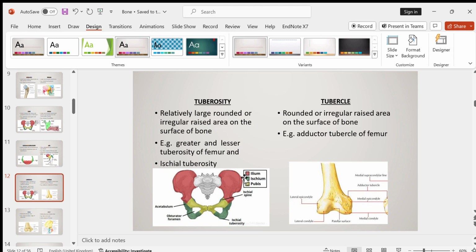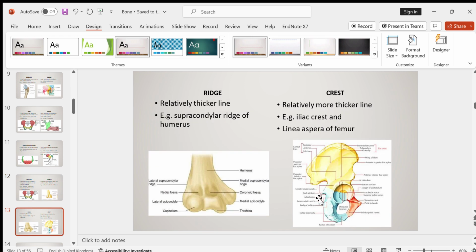Now, tuberosity is a protuberant structure. For example, this is the ischium and this is the ischial tuberosity. This is the part where we all sit. Now, tubercle is another protruding structure on which muscles are attached. This is the adductor tubercle on which the adductor magnus muscle is attached. Ridge is a sharp line on the side of a long bone. For example, this is the medial supracondylar ridge.